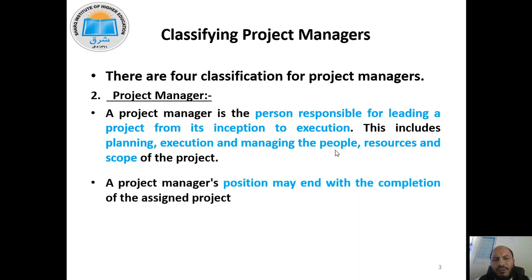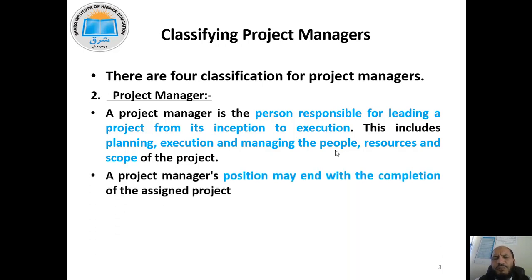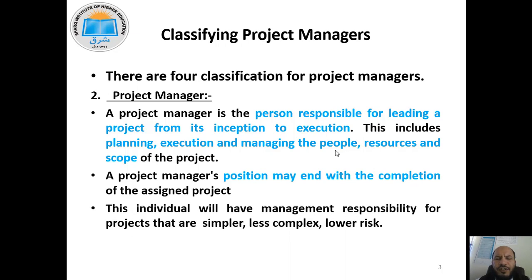This person is called the project manager. The project manager position will end with the completion of the assigned project. His responsibility will be complete when he has achieved the project goals and closed out the project, and the final deliverables are the final output he will provide to the stakeholders or to the actual beneficiaries.